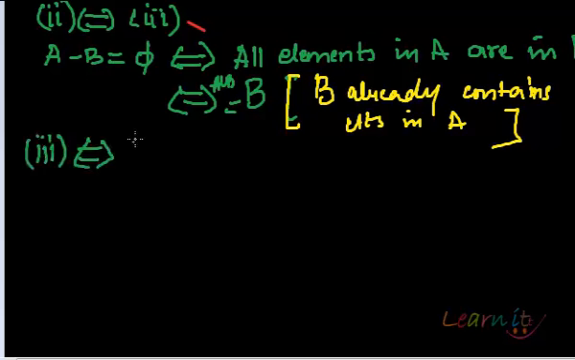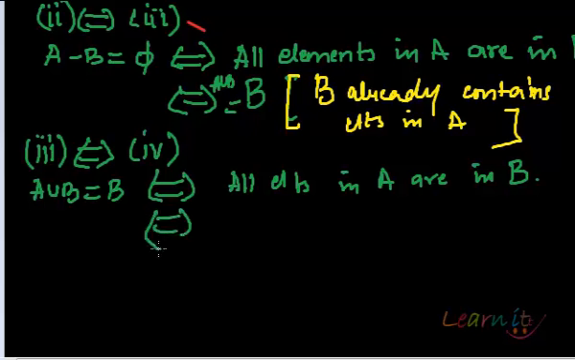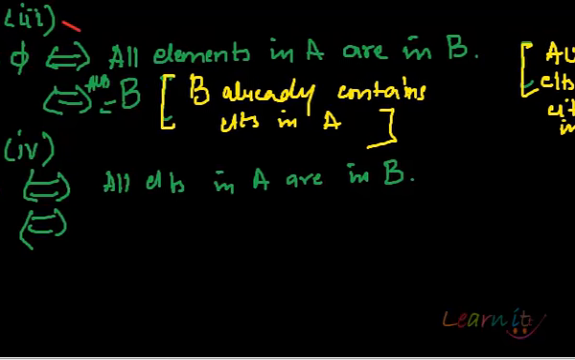Now let's see how the third is equivalent to the fourth. The third is A union B equals B. If that is given to us, how do we reach the intersection? Now, what does this mean? A union B equals B means that everything in A is already in B. So, all elements in A are in B. Now, we need to come down to intersection.